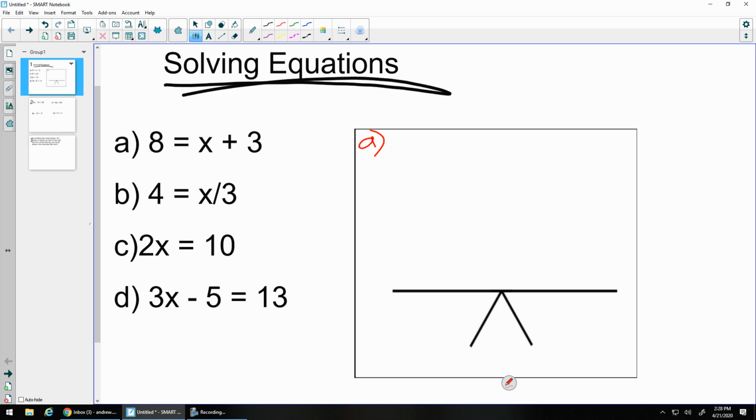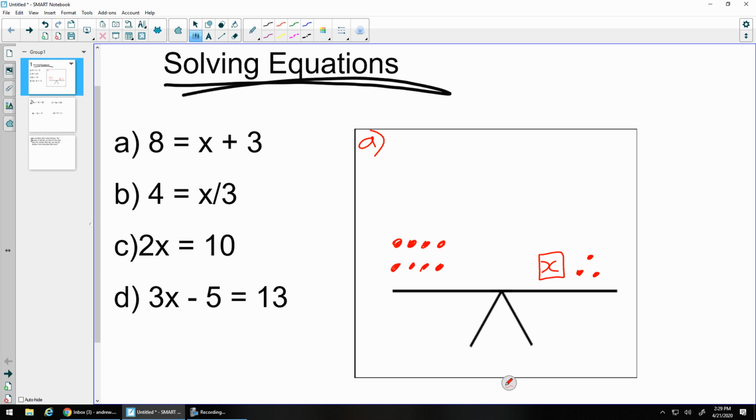A teeter-totter is balanced, it's flat, when both sides have the same thing on it, the same weight. In this case, that is 8. So 8 counters, 1, 2, 3, 4, 5, 6, 7, 8, on one side. On the other side, there's one x, so one unknown. We can draw a box with an x on it. There's some certain number of counters in that, and then there's 3 counters. 1, 2, 3.